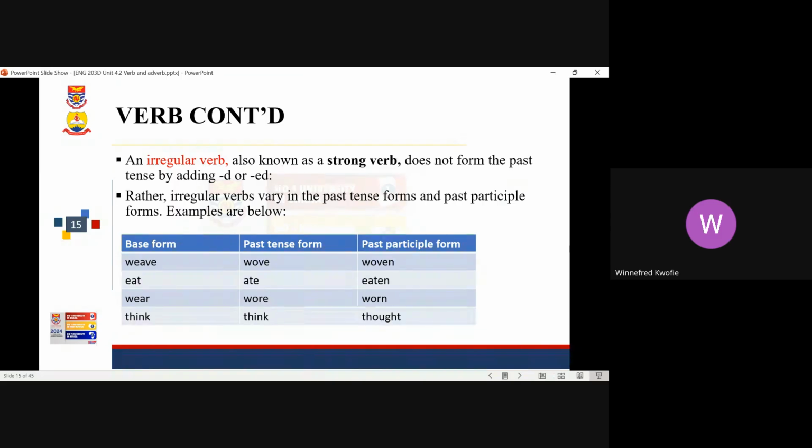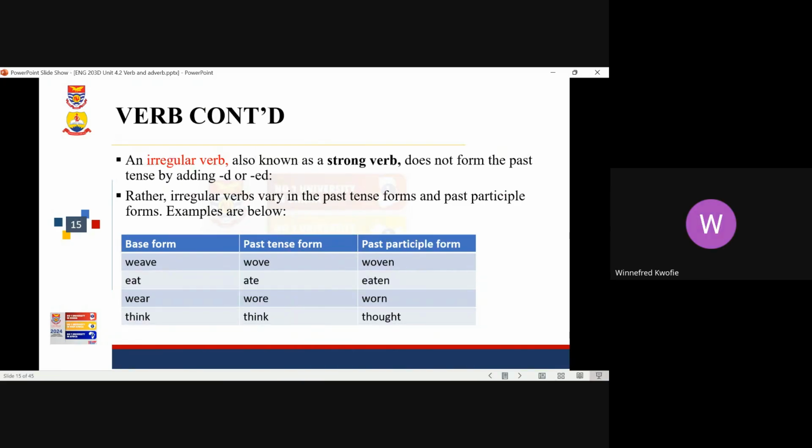Weave. When we take weave, the base form is weave. If weave were a regular verb, they would have just added D to get its past form. But in getting the past tense form of weave, we got wove, and the participle form is woven. So in this case, weave becomes an irregular verb. It's the same with eat, wear.